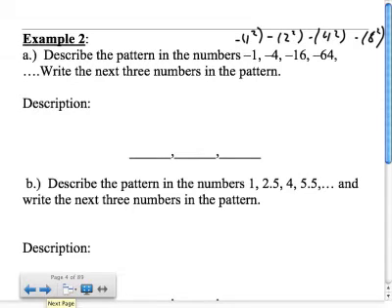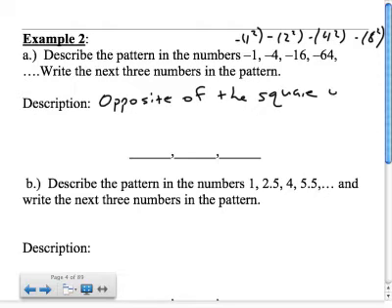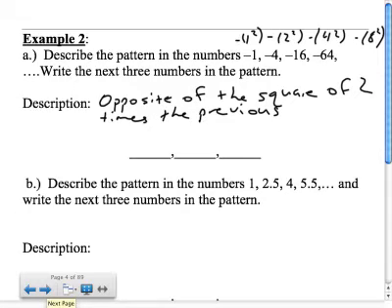So the description I'm going to make is that it's the opposite of the square of 2 times the previous. You can describe it however you want; that's just what I came up with. The first one is the opposite of 1 squared, then the opposite of 2 squared, the opposite of 4 squared, the opposite of 8 squared. So I'm thinking the next terms are the opposite of 16 squared, the opposite of 32 squared, and, whoops, the squared should be inside, and then the opposite of 64 squared.